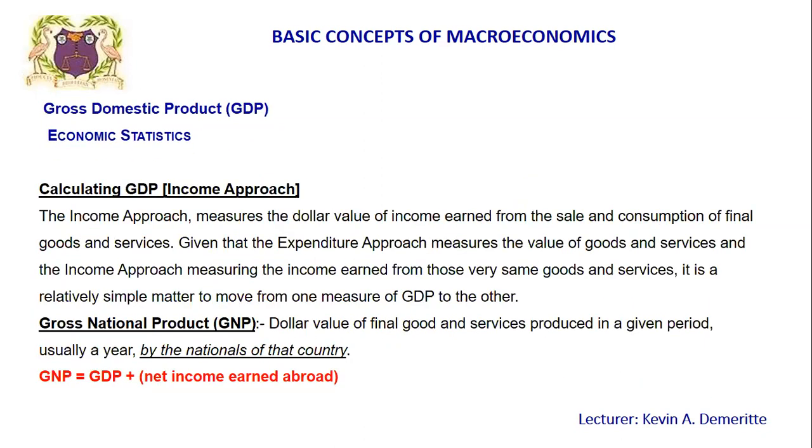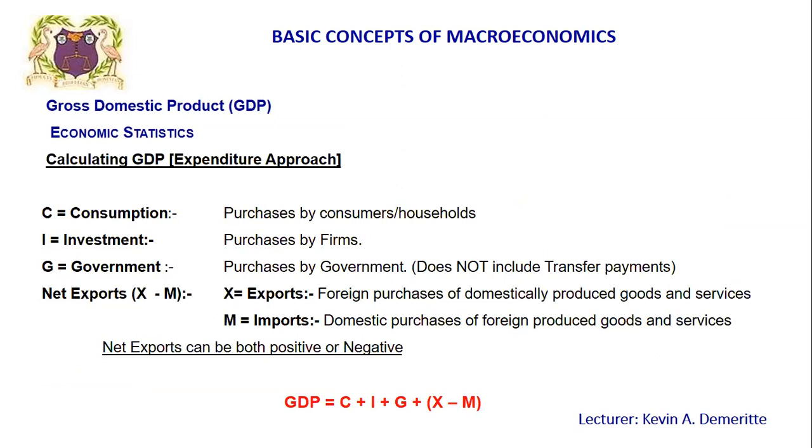So how do you go about calculating the income approach then? If we say the expenditure approach is that we calculate the values for consumption, investment, government, and net exports, how do we go about calculating the value of GDP using the income approach?